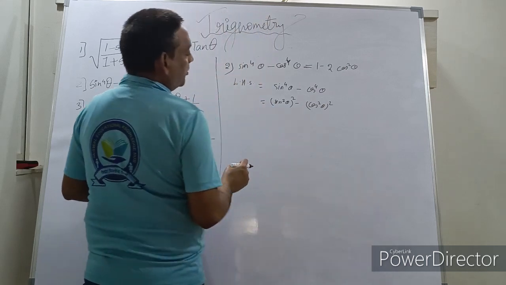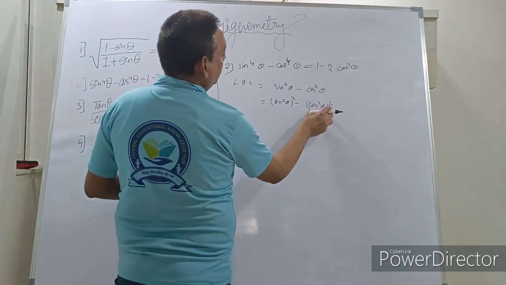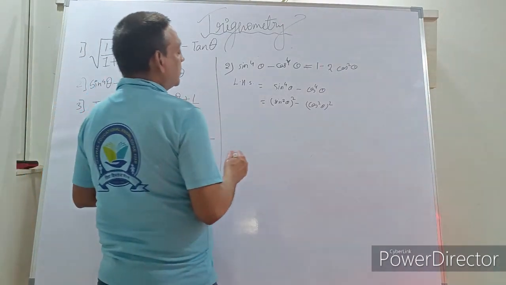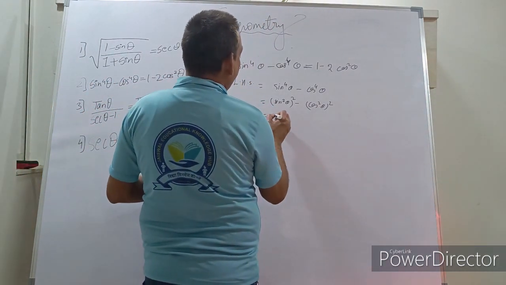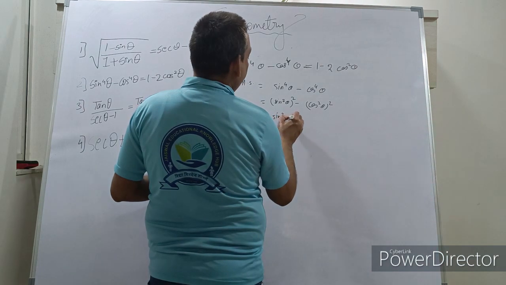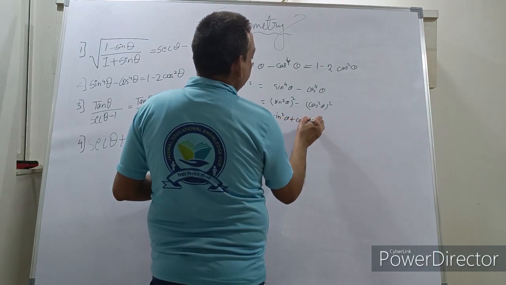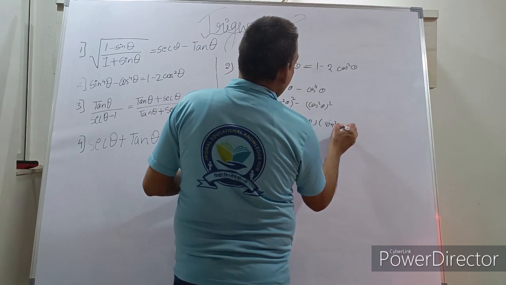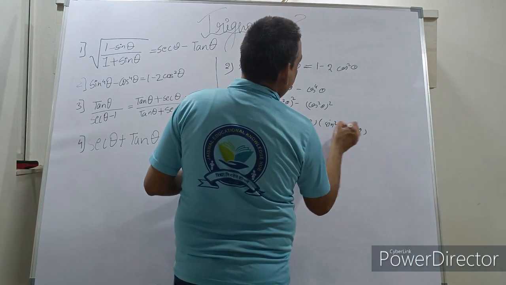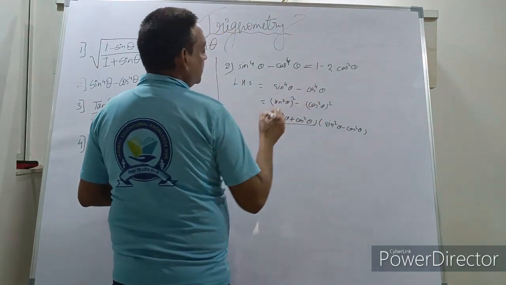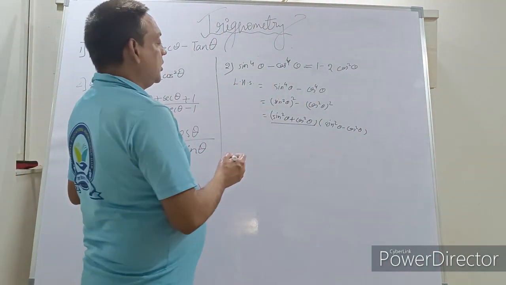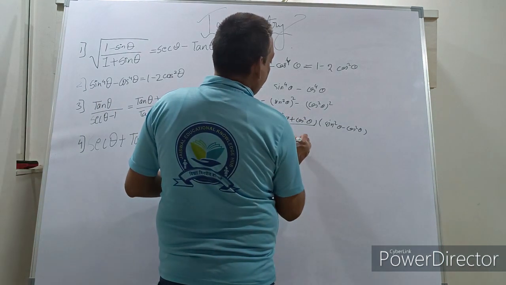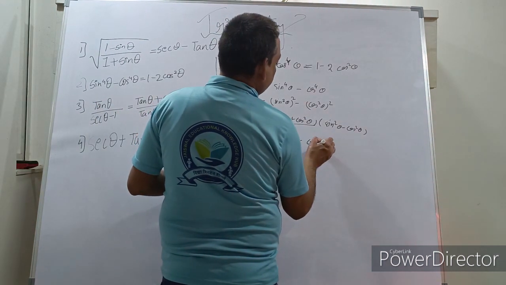Now if you see properly here, we have a square minus b square, which is nothing but (a plus b)(a minus b). So we'll get (sine square theta plus cos square theta) and (sine square theta minus cos square theta). Now sine square theta plus cos square theta is equal to 1. So 1 into this gives you only sine square theta minus cos square theta.